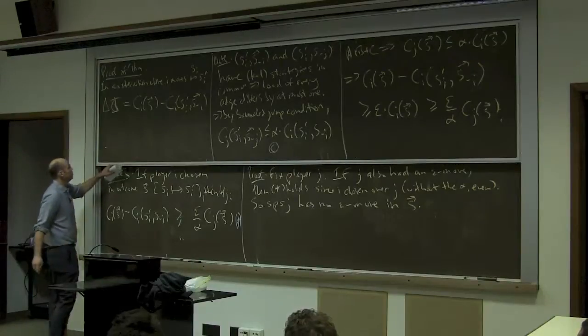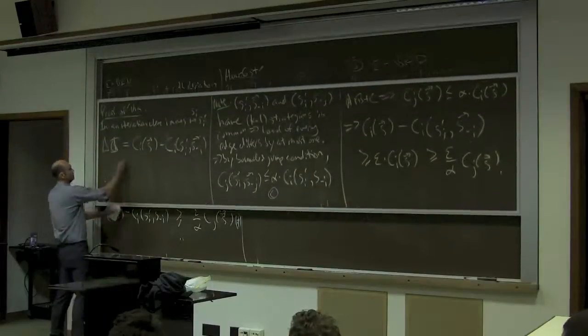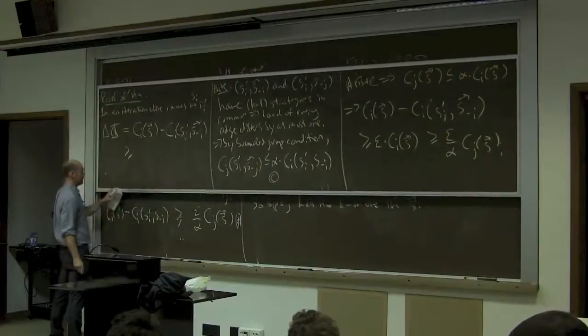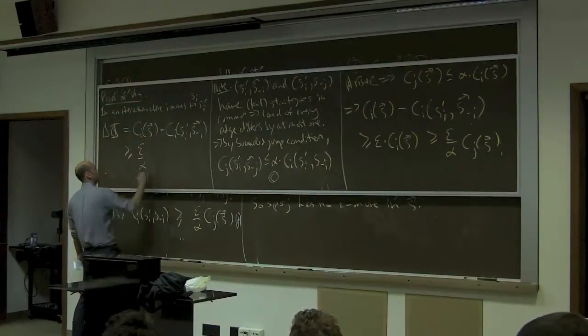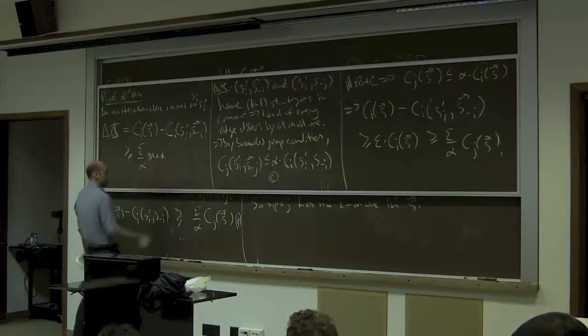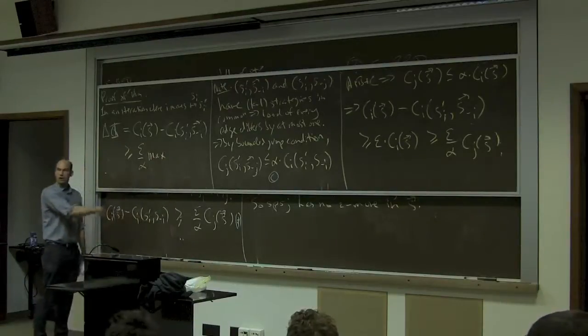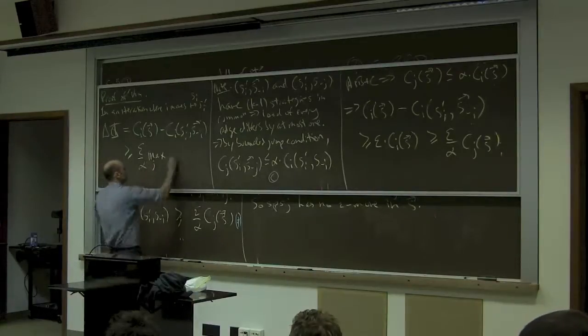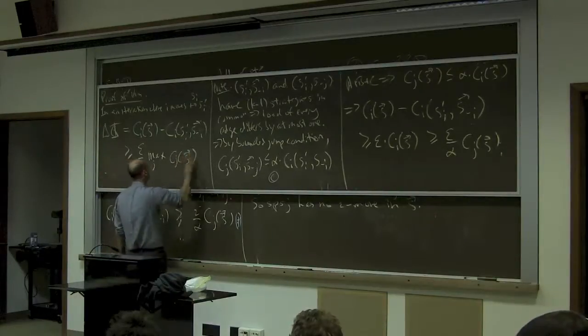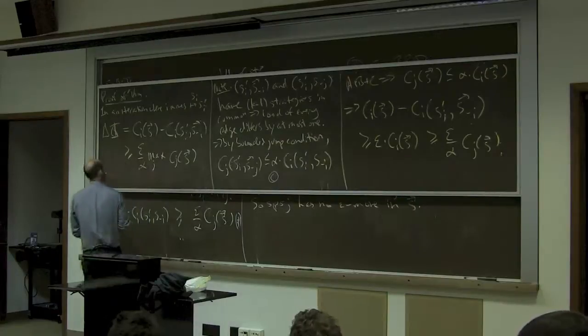So I'm going to use lemma 2 to lower bound how much player I's cost goes down by epsilon over alpha. And because this holds for every single player J, I may as well take the largest of all of those lower bounds. Okay. So this is lemma 2 right here.